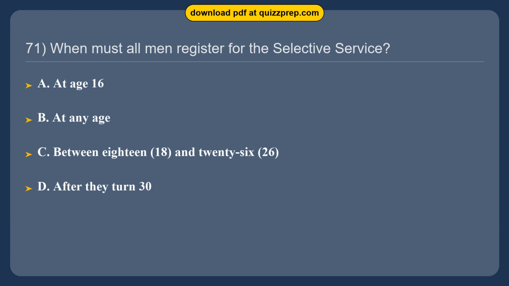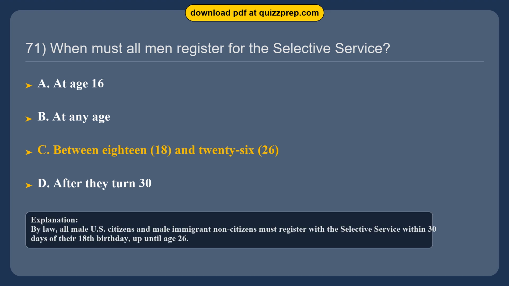Question 71. When must all men register for the Selective Service? Option A. At age 16. Option B. At any age. Option C. Between 18 and 26. Option D. After they turn 30. The correct answer is option C. Between 18 and 26. By law, all male U.S. citizens and male immigrant non-citizens must register with the Selective Service within 30 days of their 18th birthday, up until age 26.